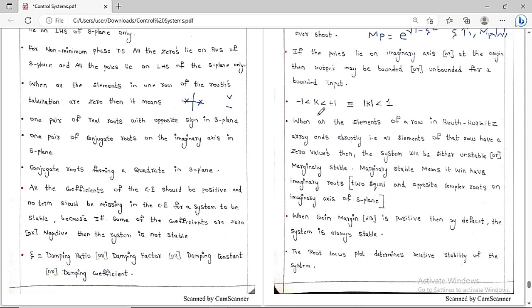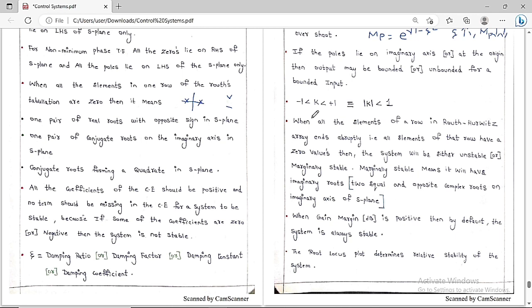The next point is, suppose the k value lies from -1 to +1. We can write this in another fashion, which is mod of k less than 1. It is an equivalent way of writing: -1 less than k less than 1 is simply mod k less than 1. It is a shortcut way of writing. So when k lies from -1 to +1, we can write mod k less than 1. Anyway, it represents the same thing.